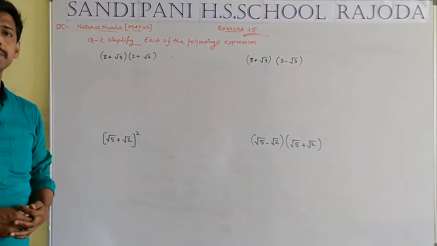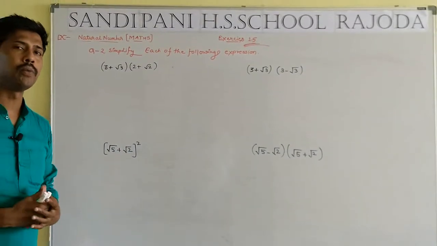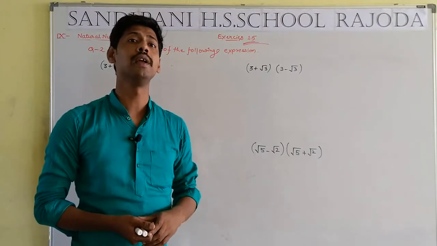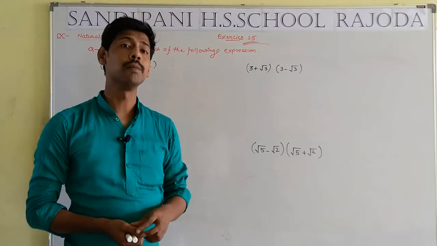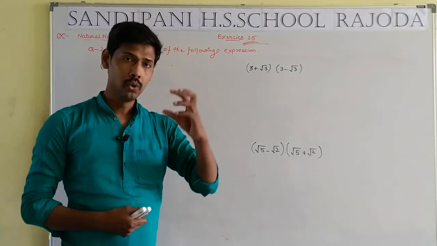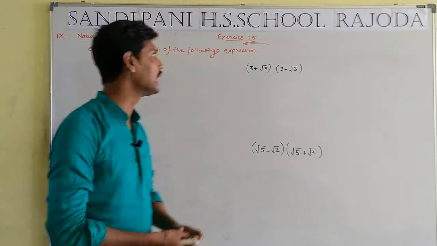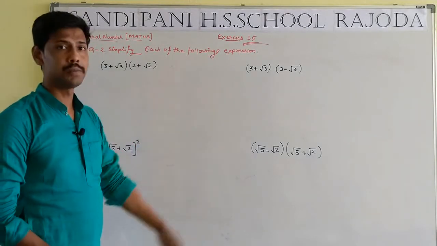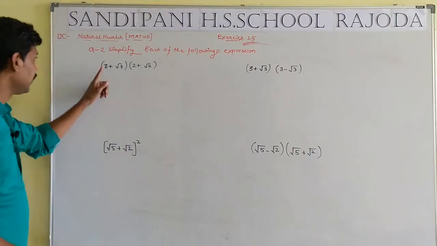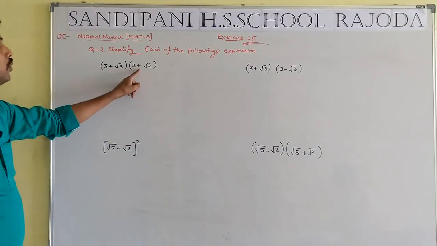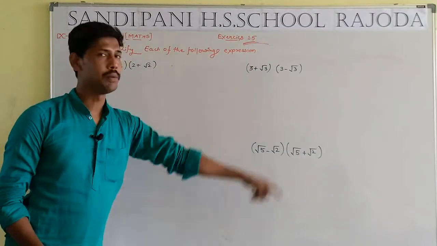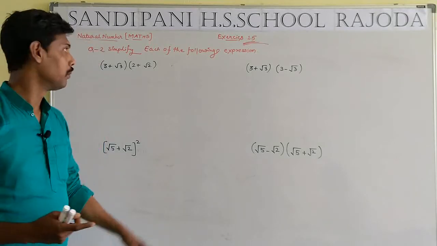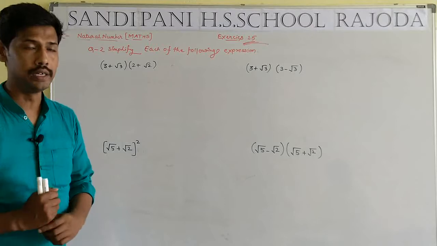In the case of exercises 1.1, 1.2, 1.3 and 1.4 we solved different types of questions based on the number line, and on the representation of irrational numbers like root 2, root 3 and root 5 on the number line. But in exercise 1.5 we have to solve different types of expressions based on roots. That means (3 plus root 3) multiplied by (2 plus root 2), and (3 plus root 3) multiplied by (3 minus root 3). In this type of question we use two techniques: multiplication and identity.